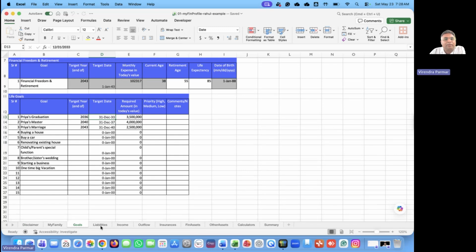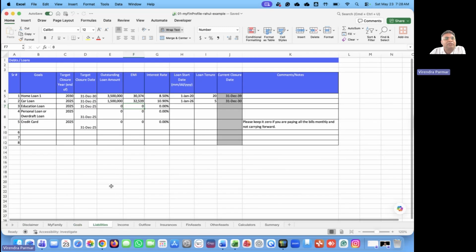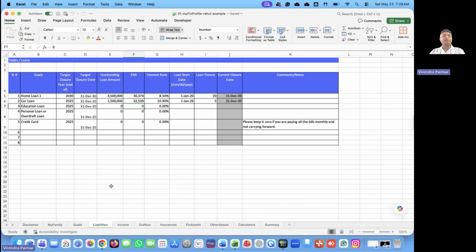Once the goal section is completed, we move on to liabilities. In this section, we cover all the loans Rahul has. Okay, in your case, you just put whatever loans you have. So the general thing you require is the current principal outstanding, not the total loan you have taken, but the current outstanding. You also put the EMI which you are paying. You put the start date and the loan tenure. So automatically it calculates when the loan will close. And you also put the interest rate.